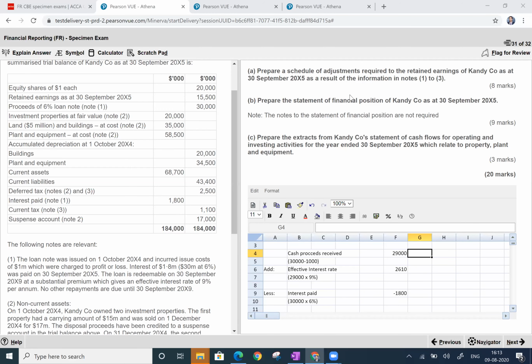Prepare a schedule of adjustment required to retained earnings. Your profit is now being reduced. So to correct it, you have to add back the profit. You have to be very careful whether they're asking for SOPL. If they're asking for SOPL, more expense has been there, so you reduce the SOPL. But here it is not SOPL, it is profit. So you have to add back. So I'm writing here the adjustment that is required. Add $1,000 to profit or retained earnings.